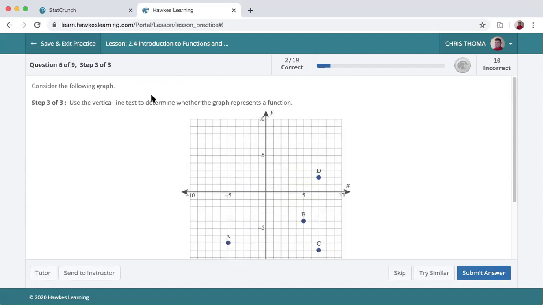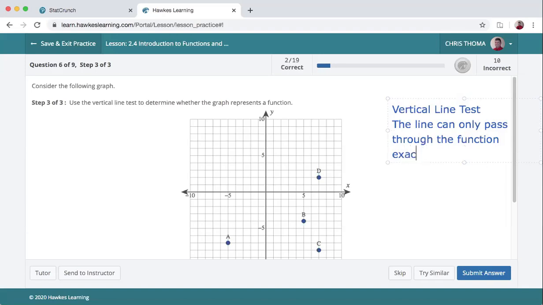Now, one thing it wants to know is if there's a function, right? So for something to be a function, remember, every x has to have one y, right? But there is also another thing called a vertical line test. And this is how you make sure that every x has only one y. So if I draw a vertical line, the line can only pass through the function exactly one time, right? Now, you can have multiple lines, but each can only pass through once.